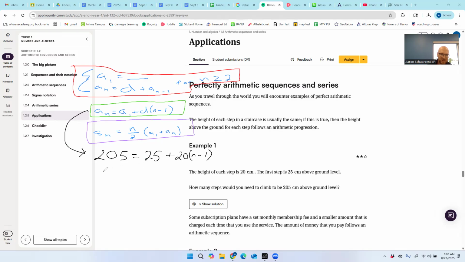So I'll subtract 25 from each side and get 180. And I'll distribute the 20. I'll add 20 to both sides then. And then I divide by 20 and I get 10. The 10th step is 205 centimeters above the ground. Pretty easy. The applications get a little harder, but they're not too bad.